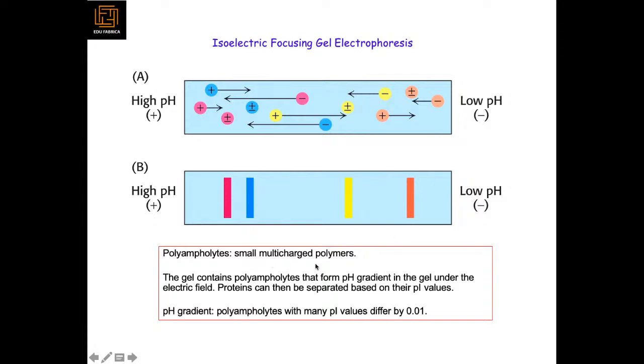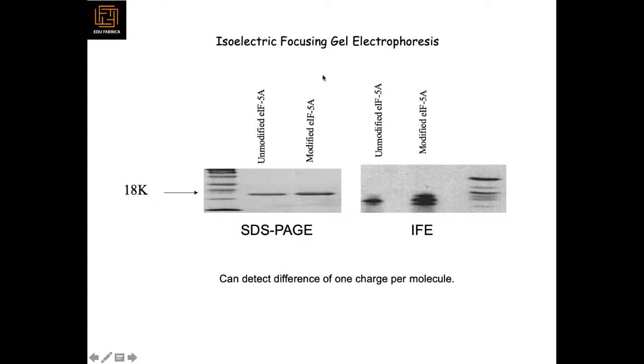So polyampholytes are small multi-charge polymers. The gel contains polyampholytes that form a pH gradient in the gel under the electric field, and proteins can then separate based on their pI values. The pH gradient polyampholytes have many pI values that differ by 0.01. This is how in isoelectric focusing gel you get better results than SDS-PAGE. So this is the 18 kilodalton eIF5A protein, the unmodified and modified version. We can see the modified version is much broader. We can detect a difference of 1 charge per molecule here.